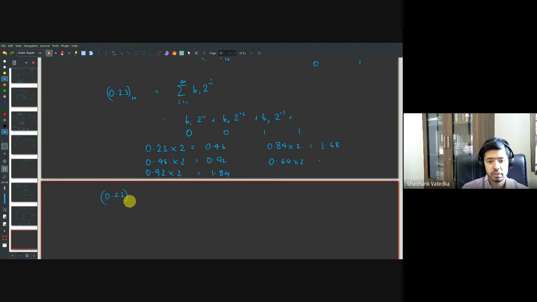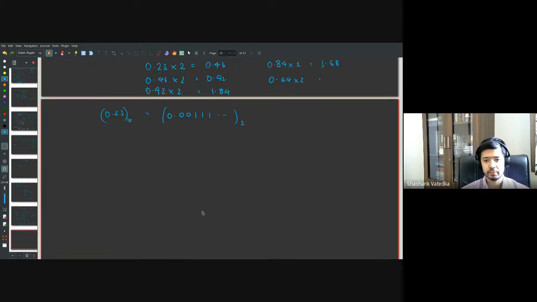So 0.23 in base 10 would be 0.00111 and so on in base 2. Correct? And this mapping is unique, right? So if I give you a number in base 2, you can convert it to base 10. If I give you a number in base 10, you can convert it to base 2. So it doesn't matter what k is, you can always convert it to base k. Correct? We'll see that this is important in designing the Shannon-Fano-Elias code. Okay, so any questions so far?